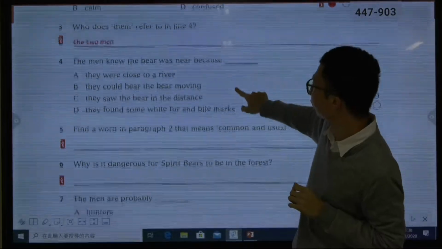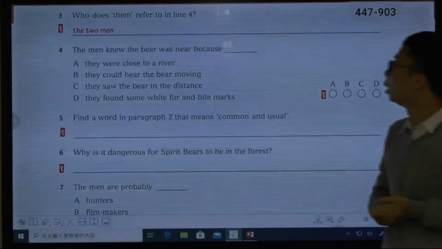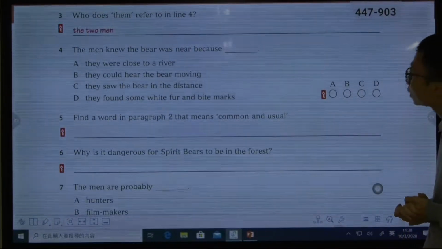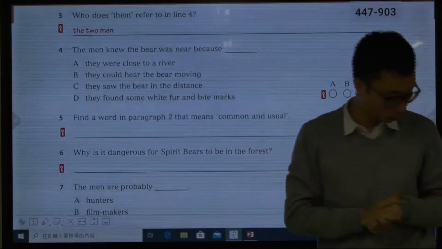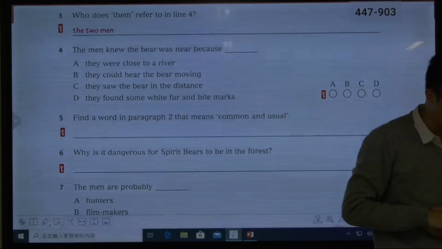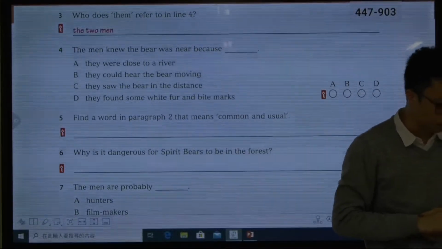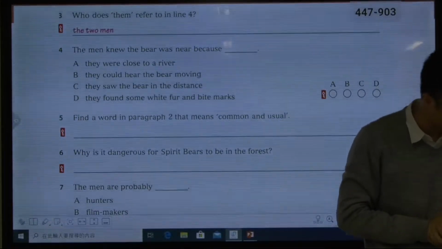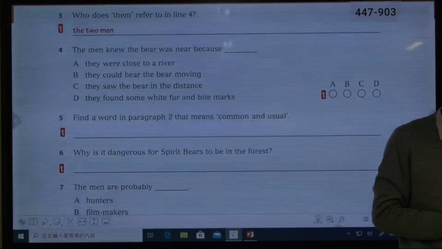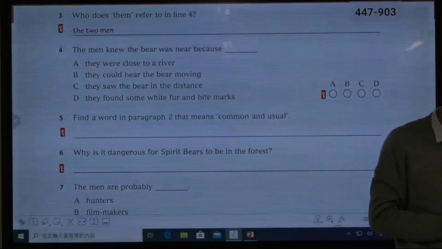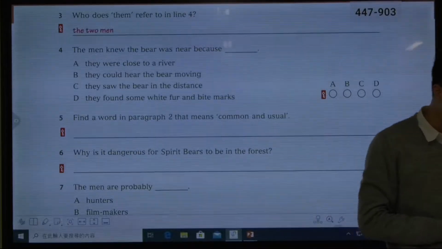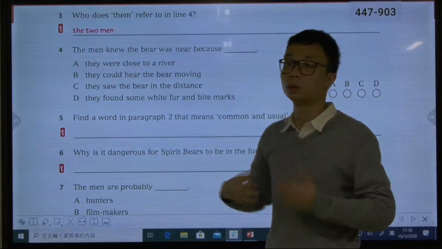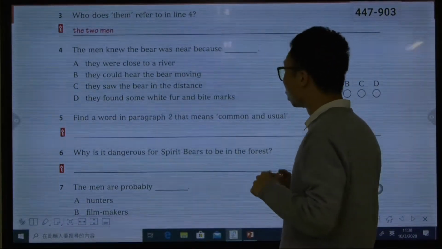All right, continue. Question number 4. The man knew the bear was near because... What do you think? Let's quickly look at paragraph 2. It says here, it's typical of spirit bears to chew the bark to show the other bears that they are using the river. We must be near. The phrase we must be near talks about these two men, and it was in a conversation.